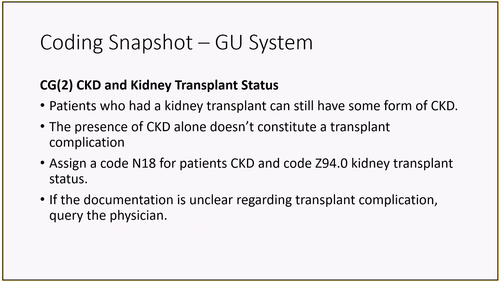So keep that in mind. You have to have physician documentation. You're going to assign a code from category N18 for patients with CKD and a code for Z94.0 for kidney transplant status. If you are unsure about whether this is some form of rejection, you need to query the physician.